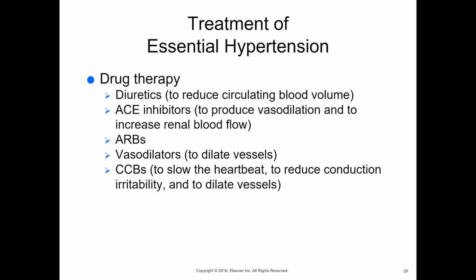Treatment, drug therapy, diuretics. So you use diuretics to increase urine output, which reduces circulating blood volume. You'll use ACE inhibitors, which we will talk about later, that produce vasodilation and also increase your renal blood flow. There's ARBs, which are angiotensin receptor blockers, and there's also ACE. Remember, ACE is your angiotensin converting enzyme. So these two guys kind of work on that renin-angiotensin-aldosterone system, so make sure you review that.